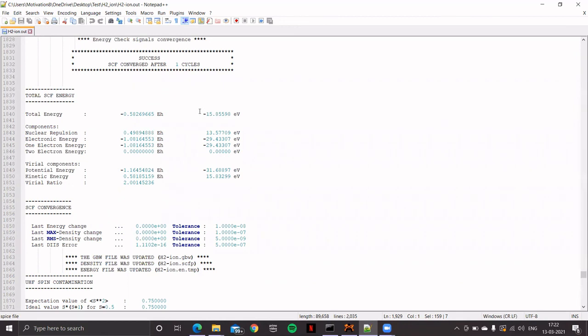Again, to repeat, how did we get that? The energy of the dissociated H and H positive minus the energy of H2 positive. The energy of dissociated H and H positive is minus 13.6. The energy of H2 positive is this much. So minus 13.6 minus this value is approximately 2.2 electron volt.